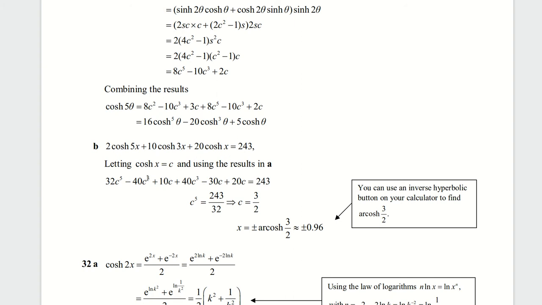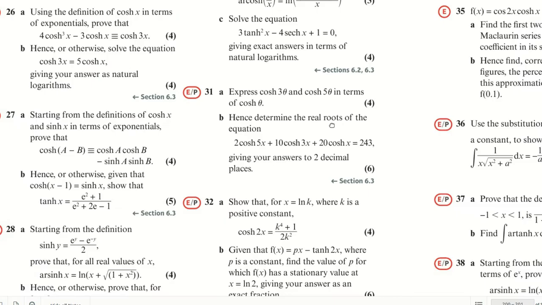The last part of this question isn't really very bad. We're just going to literally use the results that we had before to simplify. Maybe it would be handier if I could actually get a copy of the question. Is that it? Yeah, okay. Hence determine the real roots of that equation. Well, that is really similar to the result I just had. It's got lots of similarities there, hasn't it?